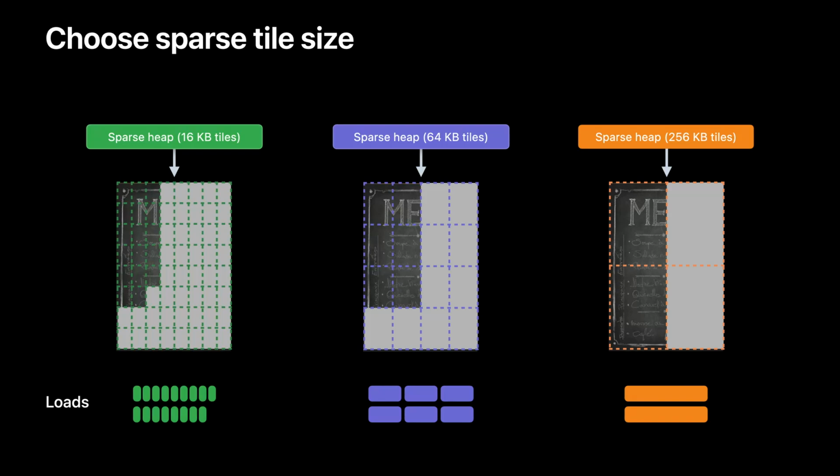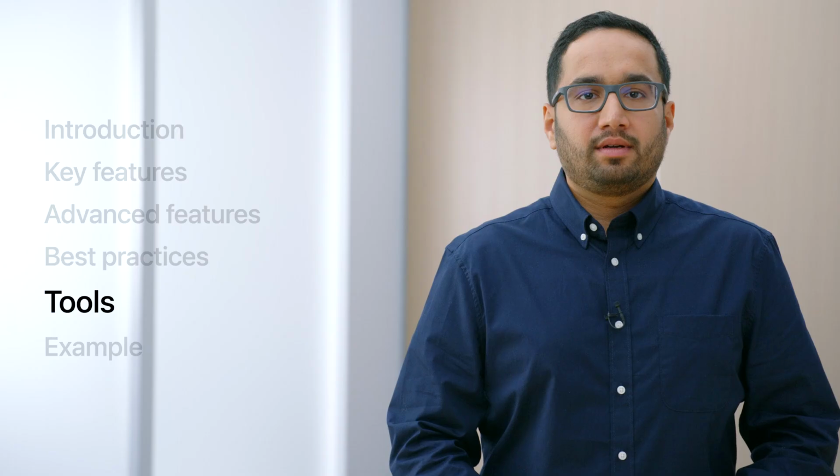These new sizes let you stream textures at a larger granularity to better utilize and saturate the storage hardware. Note that there is a trade-off between streaming larger tile sizes and the amount of data you stream. So you'll have to experiment to see which sizes work best with your app and its sparse textures.